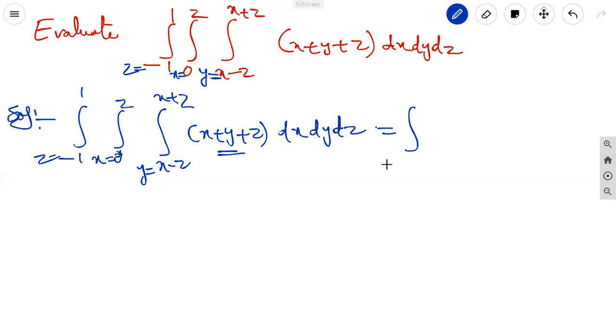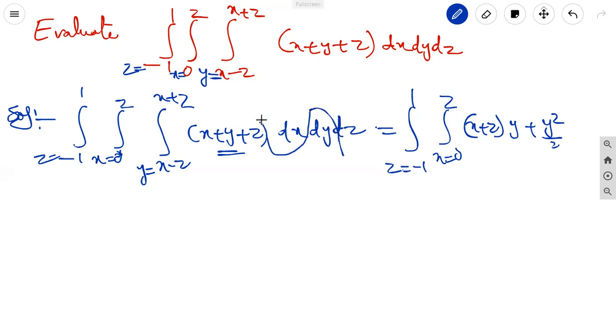This is equal to integral z equal to minus 1 to 1, x equal to 0 to z, x plus z into y plus y square by 2. Y integration is y square by 2. X plus z is treated as a constant. X plus z into 1 dy. That is nothing but we are integrating. This is separate, and these are separate. This y means y square by 2, x plus z is treated as a constant, 1 dy is equal to y.